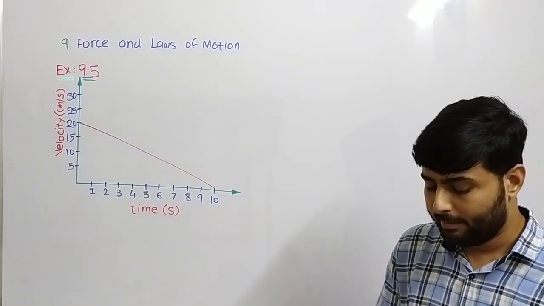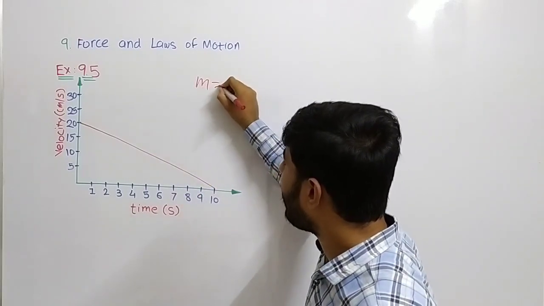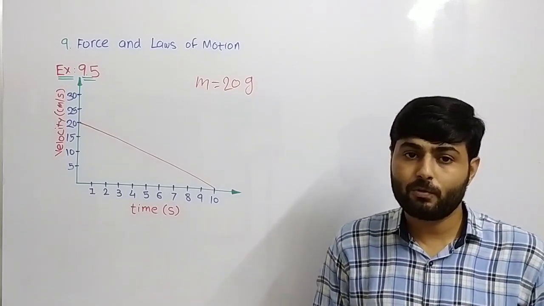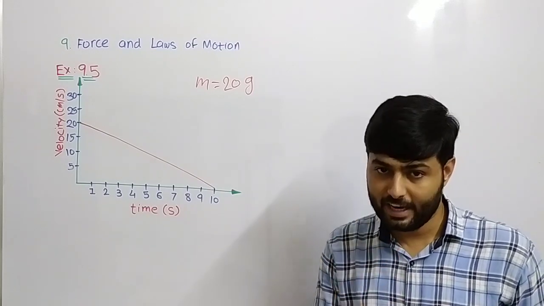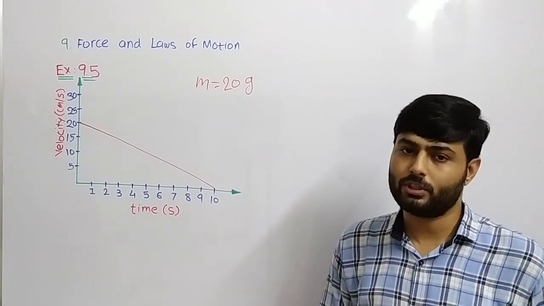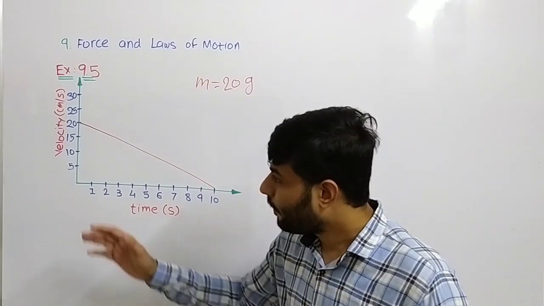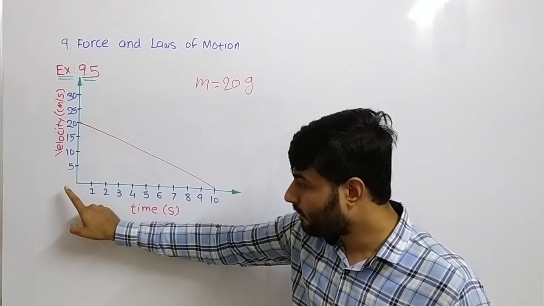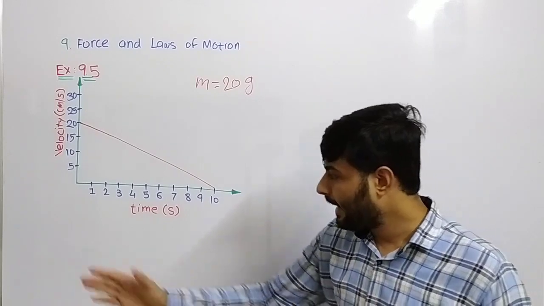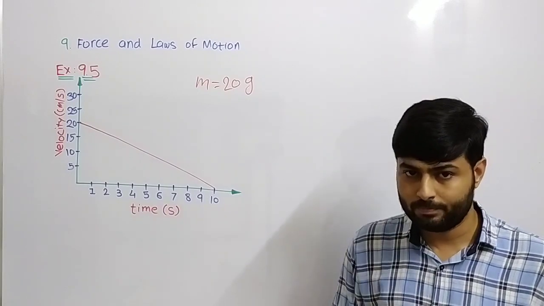So let me write the given data first. We have a ball of mass 20 gram, and we have to find the force applied by the table to stop this ball, which means at rest position. So let's read this graph first. Here we have the velocity axis, starting from 0, 5, 10, 15, 20 and so on. And here we have the time axis in seconds, 1, 2, 3, 4, 5 and so on.